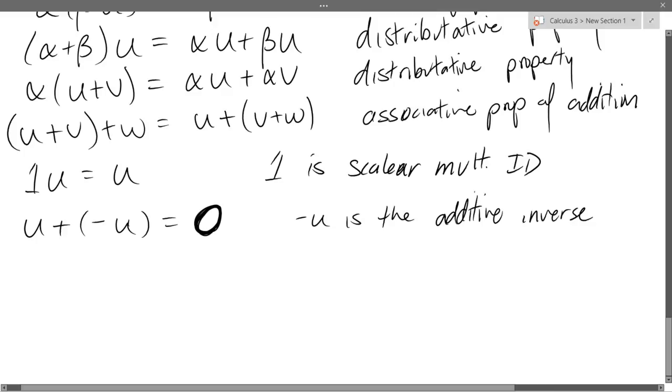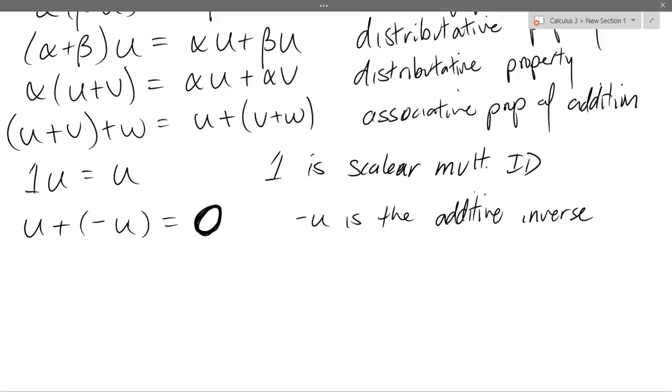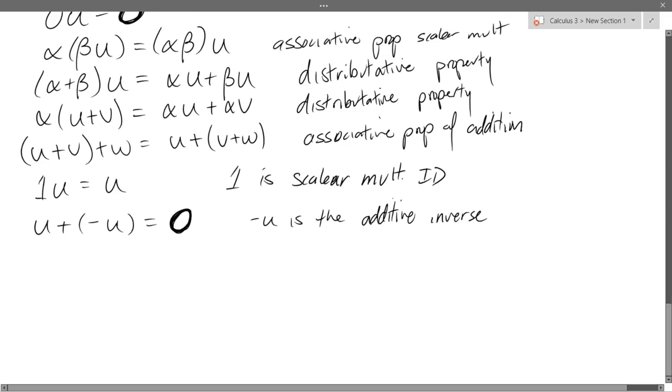So I will not hold you responsible for the names of all these properties. We just need to know they exist. And they should feel pretty much like regular algebra properties you had before. There really shouldn't be anything on the board that's shocking at all. If u and v and w were numbers, I think everything would hold up and work out exactly the same.